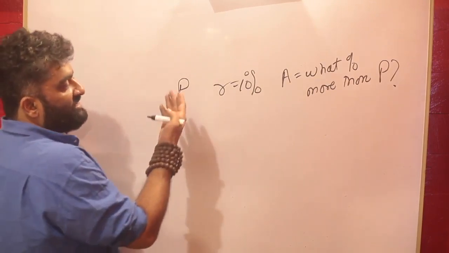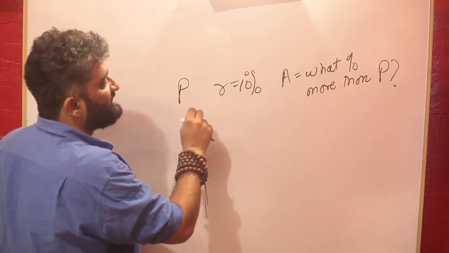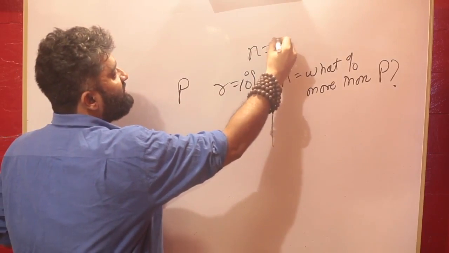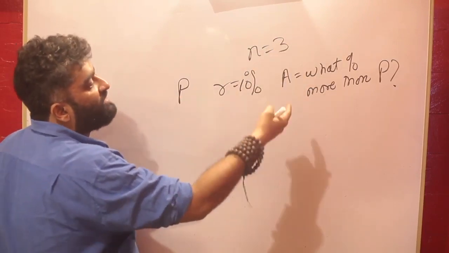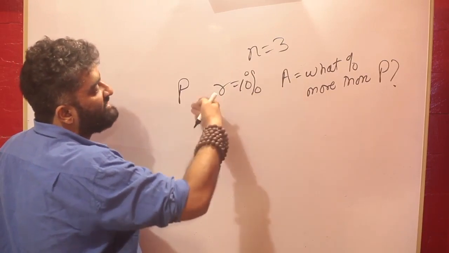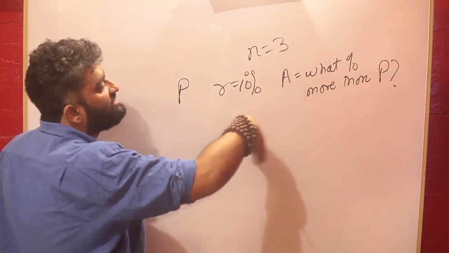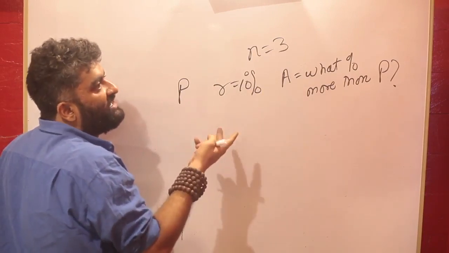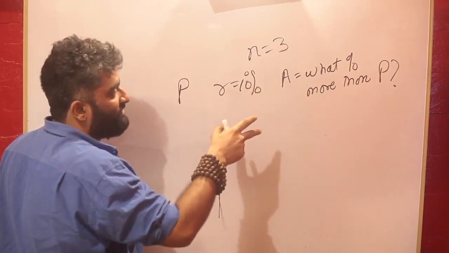The question is, there is some principal, it doesn't even matter what the principal is, though the question might have some specific value. The rate is 10% and the period is 3 years. The question is, the amount is what percent more than the principal? That means after 3 years you would get some amount, and that amount is what percent more than the principal. So you're looking at the percentage relationship between A and P rather than the actual amount, right?